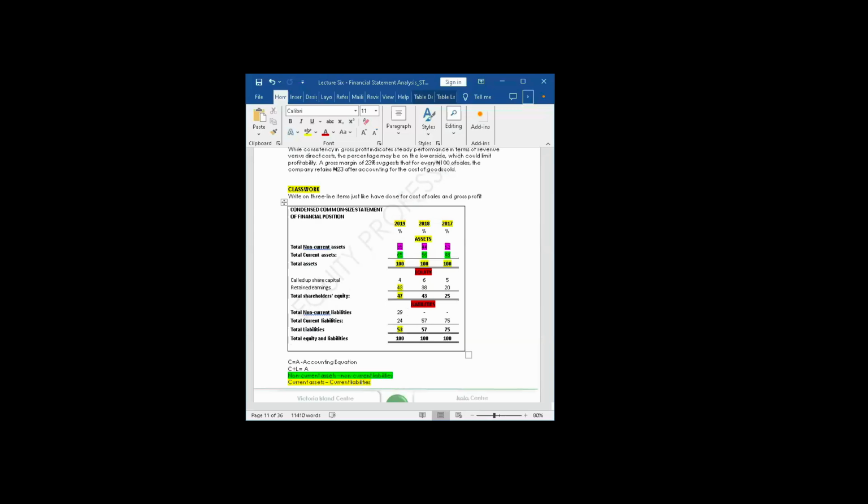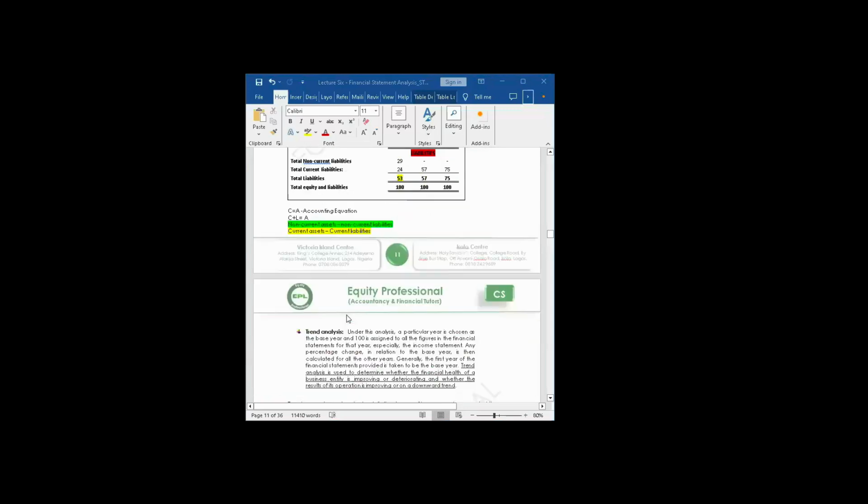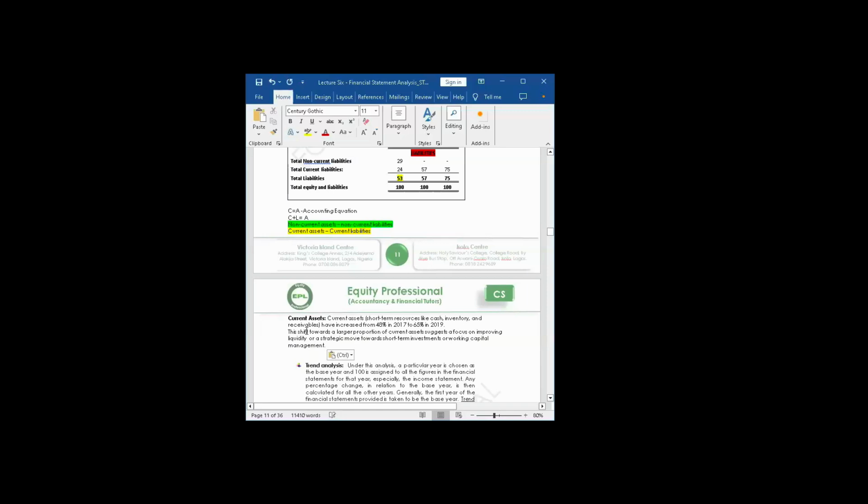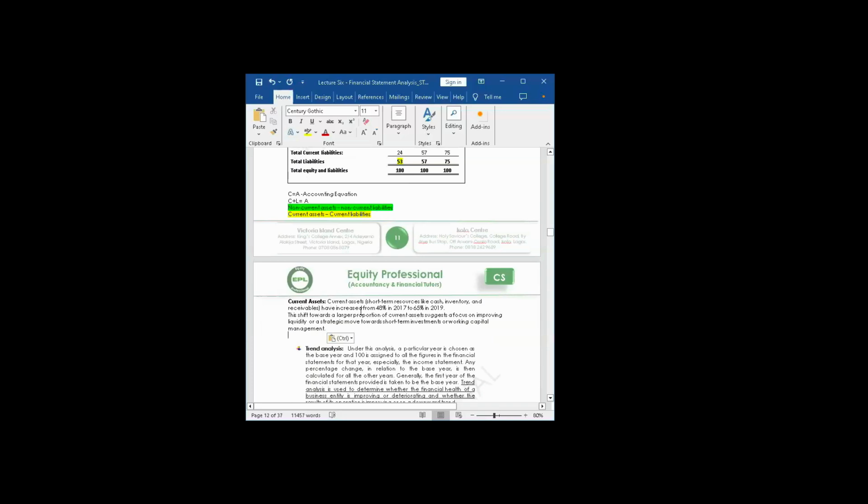So how can we make comment on this? How can we make comment on this? So we can make comment based on what we see, what we have just said, right? So most of the time we make comment based on the items. Okay? So let's see a comment here. The comment on current assets.